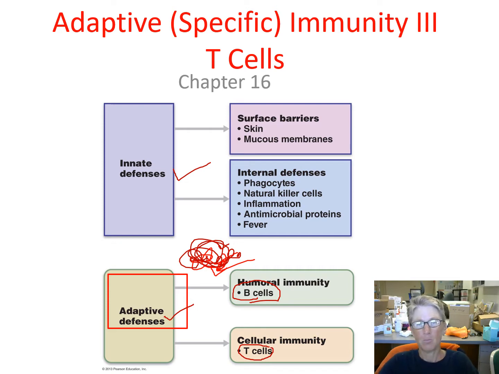And then we'll have video 4 and 5 for chapter 16, and then we'll put all the cells together and look at a synthesis of the complete immune system and how it works. So now we're just going to kind of talk a little bit about the T cells and what they do.